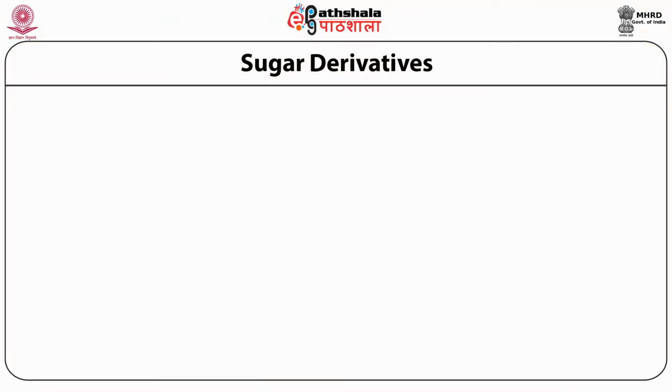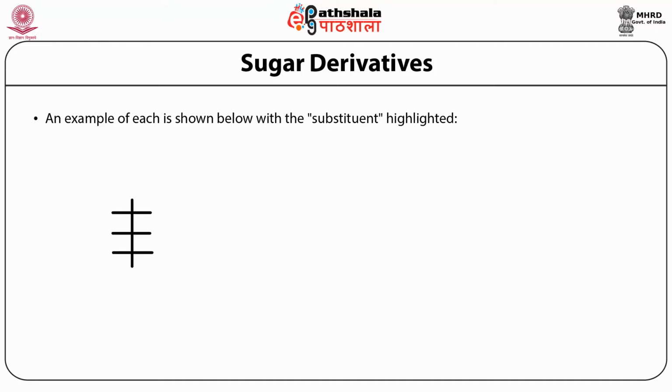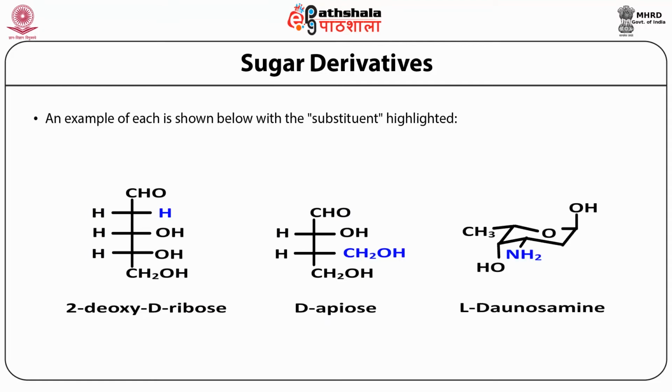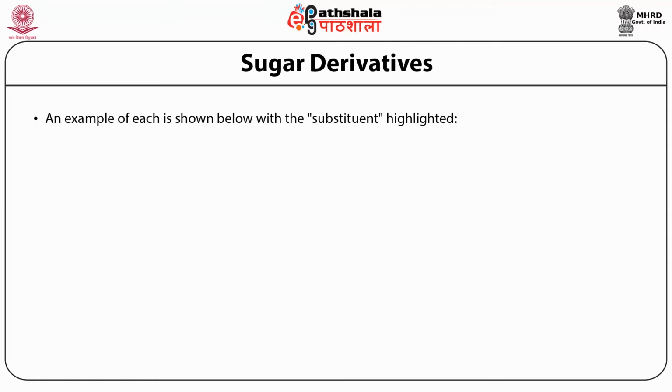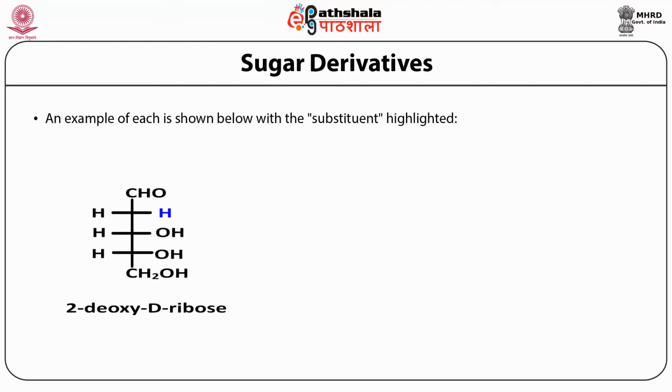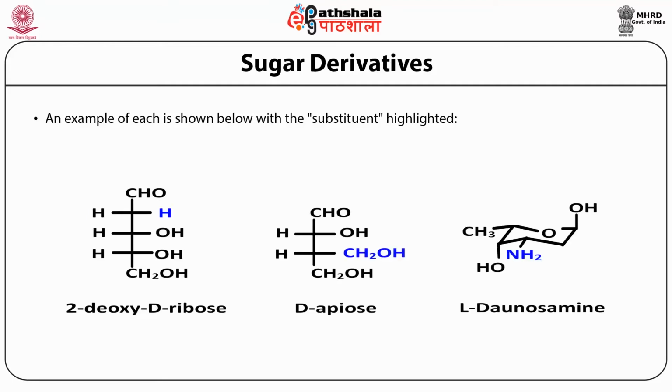Well, students, in this figure, various examples of substituted sugars or sugar derivatives are shown. In the first example, this is 2-deoxy-D-ribose. At the second carbon, the OH group has been replaced by an H atom. So it has become deoxy-D-ribose, which is present in DNA.